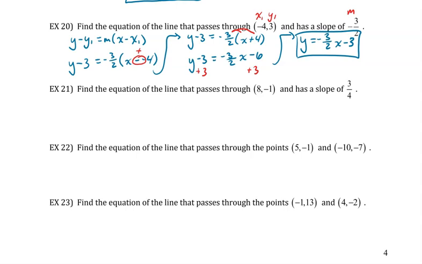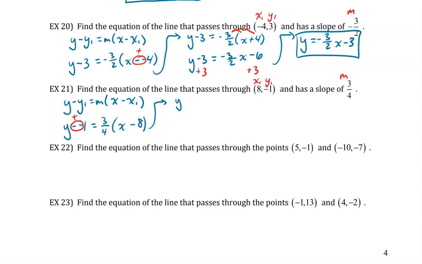All right, so let's do another one. Example 21. So again, it's y minus y1 equals m times x minus x1. And this is x1, y1, and m. So we're going to go ahead and plug everything in. So y minus y1, which is -1, equals m is 3/4 times x minus x1 is 8. And first thing I'm going to do, just to clean it up a little bit, minus a negative, that's really plus.